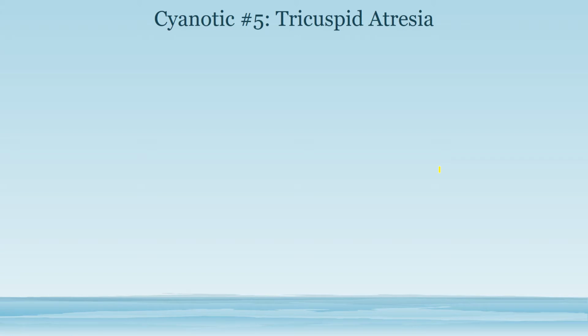Our fifth cyanotic heart disease is tricuspid atresia. So you can get a lot of information just from the name. The tricuspid valve is atretic, or it's gone. So there's no tricuspid valve. Let's see what would happen as a result of this.